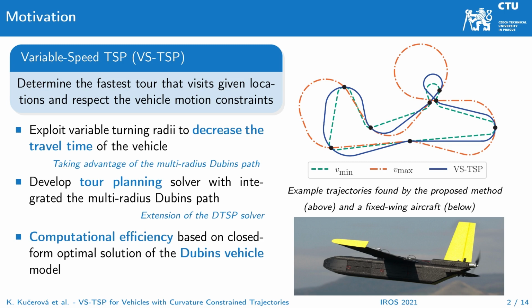In our problem, we also need to satisfy the vehicle's motion constraints expressed by curvature-constrained trajectories connecting the locations to be visited. Therefore, we base our proposed solution on a solver that accounts for the additional complexity. To decrease the travel time, we take advantage of our previous work, a trajectory called the multi-radius Dubins path that exploits a variable turning radius. The trajectory is inspired by the Dubins path, which is computationally effective. So, what is the multi-radius Dubins path?